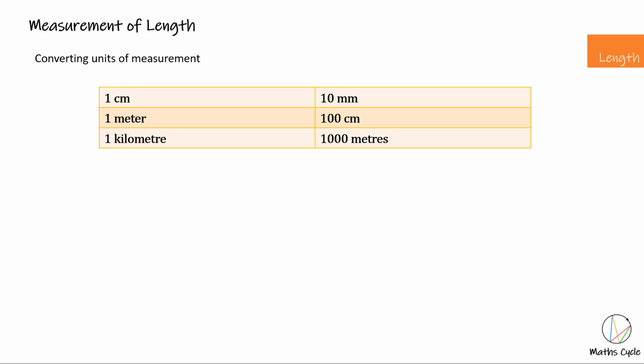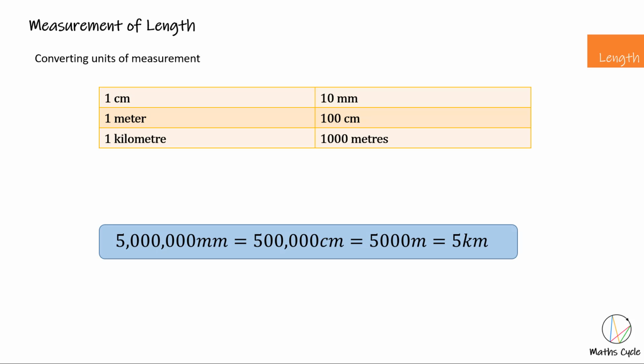Now what we actually need to know is this table. We need to know this off by heart, that 1 centimeter is 10 millimeters, 1 meter is 100 centimeters, cent for 100, and 1 kilometer is 1,000 meters. So that's what we need to know. And we need to be able to convert between different units of measurement. So let's have a look at a conversion here.